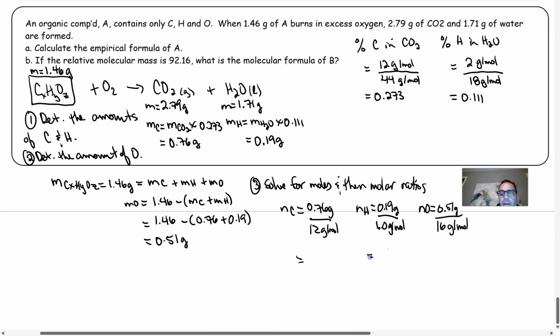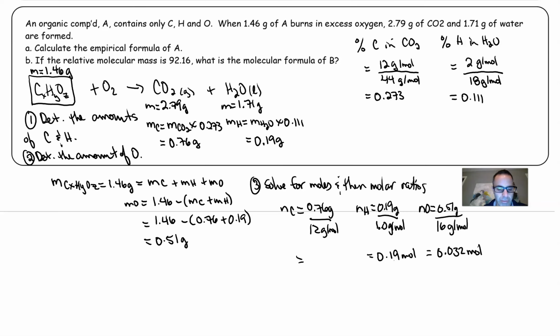All right, now this becomes really straightforward. So 0.51 divided by 16, I had that teed up on my calculator, so I'm going to do that one first. 0.032 moles. Kind of did some rounding there. 0.19 divided by 1, of course, is going to be 0.19. And then 0.76 divided by 12 is 0.063.